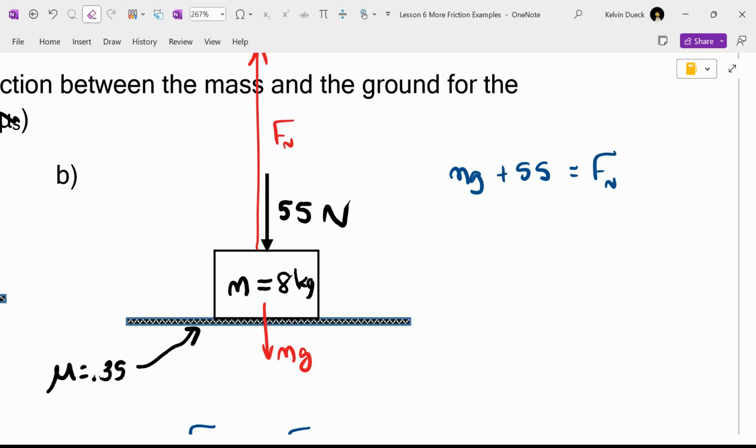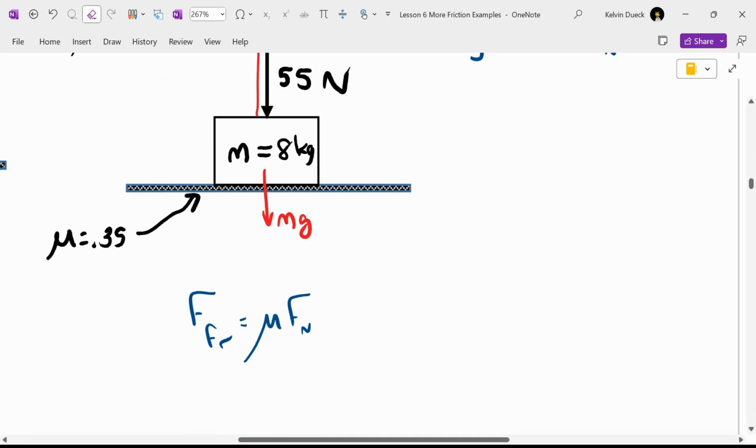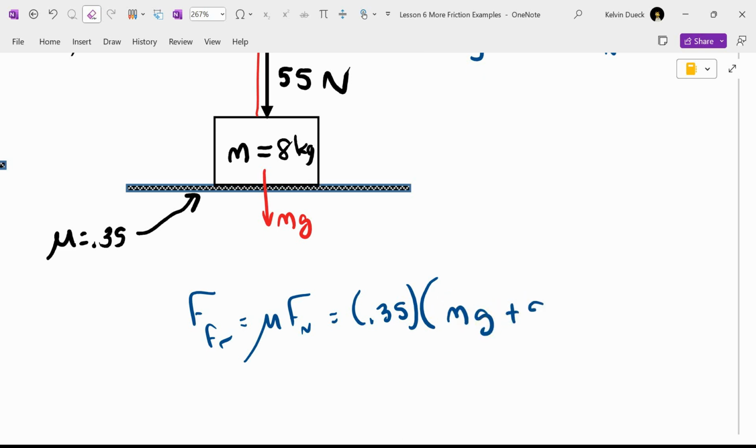Do you know how big the normal force is in this situation? mg plus 55. And you could crunch that right now if you wanted to. I'm lazy. I'm going to do this in one step. I'm going to be lazy but organized because, Graydon, what's mu? I don't know. What's mu with you? And then in brackets, do you know what the normal force is? It's mg plus 55. That's the normal force.